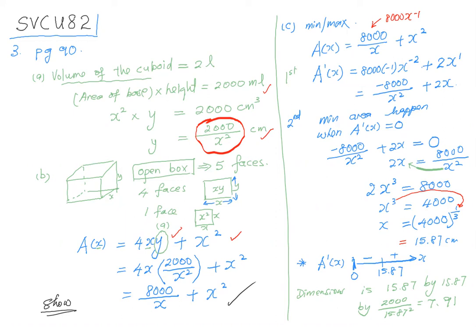Do you get me? When you talk about maximum or minimum question, you write down the formula, differentiate, put it equal to 0, solve, draw sign diagram for A prime, then answer the question. Any issue on this? What's up? Are you okay?